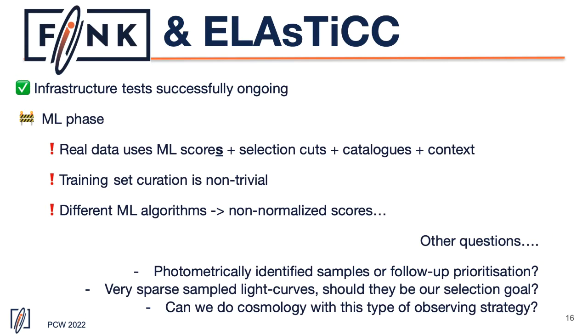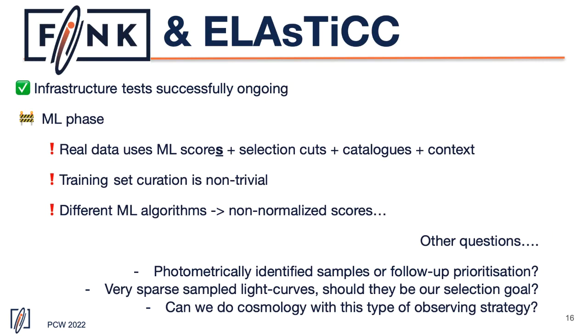We are in the machine learning scoring phase. One of the important things is that training set curation is non-trivial. We forget sometimes that when we use real data, we're potentially going to mix different scores of machine learning classifiers, plus selection cuts using catalogs, context, etc., to get the filtered samples that we want. This also introduces a challenge, because different machine learning algorithms have different ways of scoring things, multi-class, binary classes, etc. How do we combine them into just one thing?